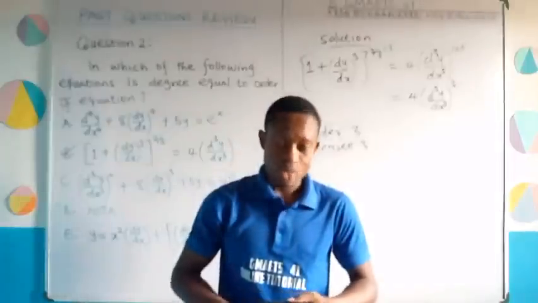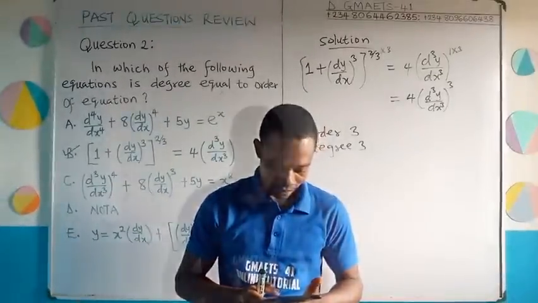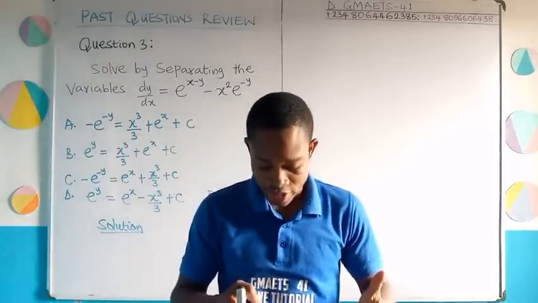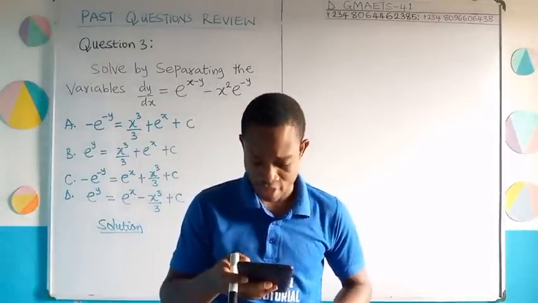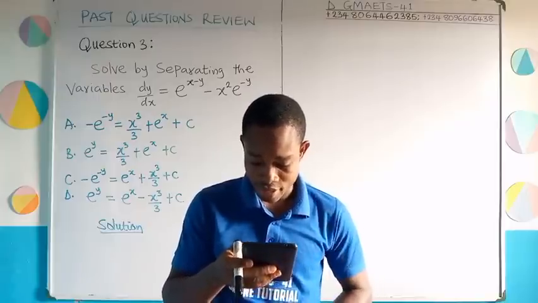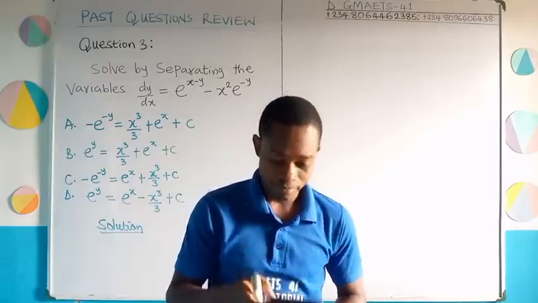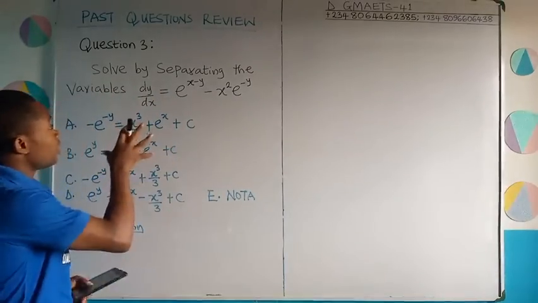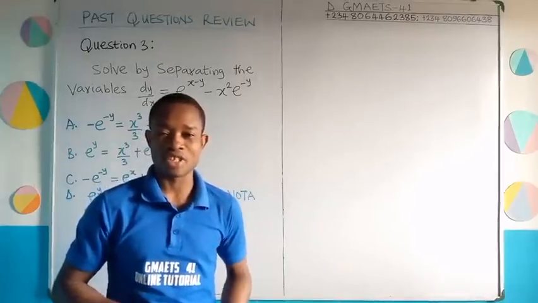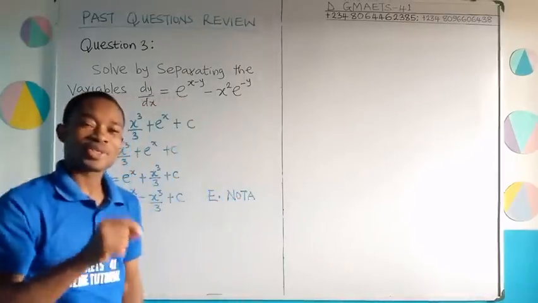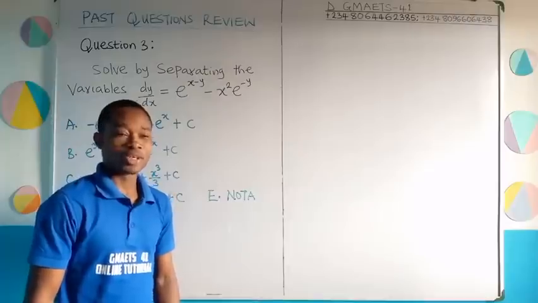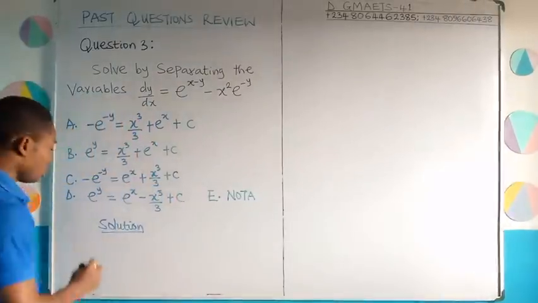We shall look at our next question, number 3. The third question reads, solve by separating the variables dy dx equal to exponential x minus y minus x squared exponential minus y. This problem is a separable variable equation form of ordinary differential equation. And so we are required to solve by separating the variable. Of course, that is the procedure we use to handle a separable variable equation. So I'm going to do that.